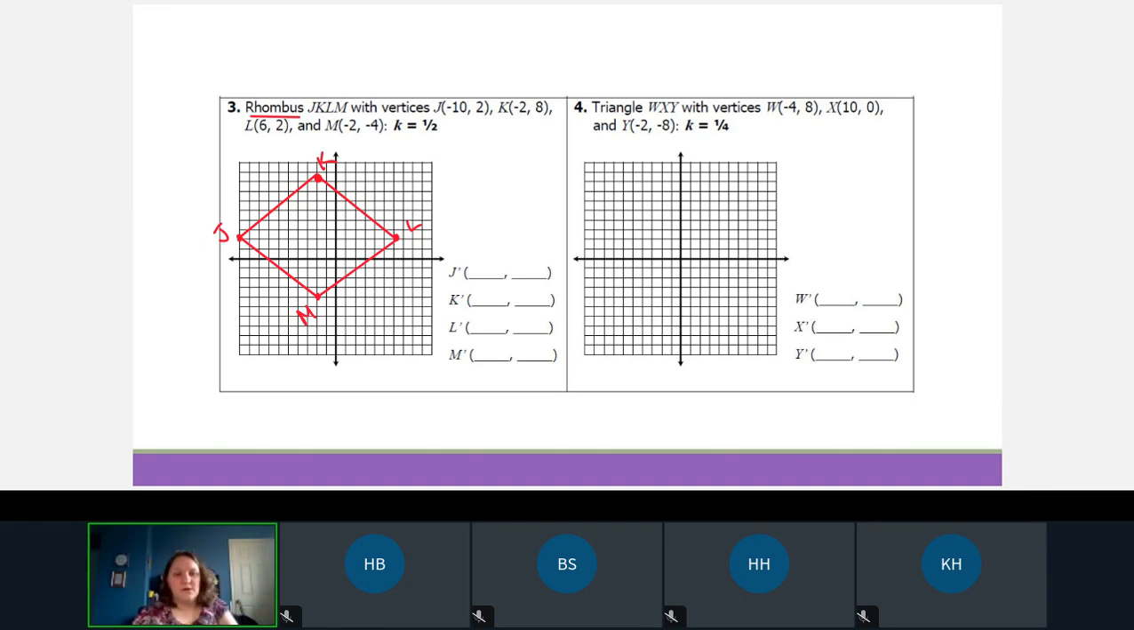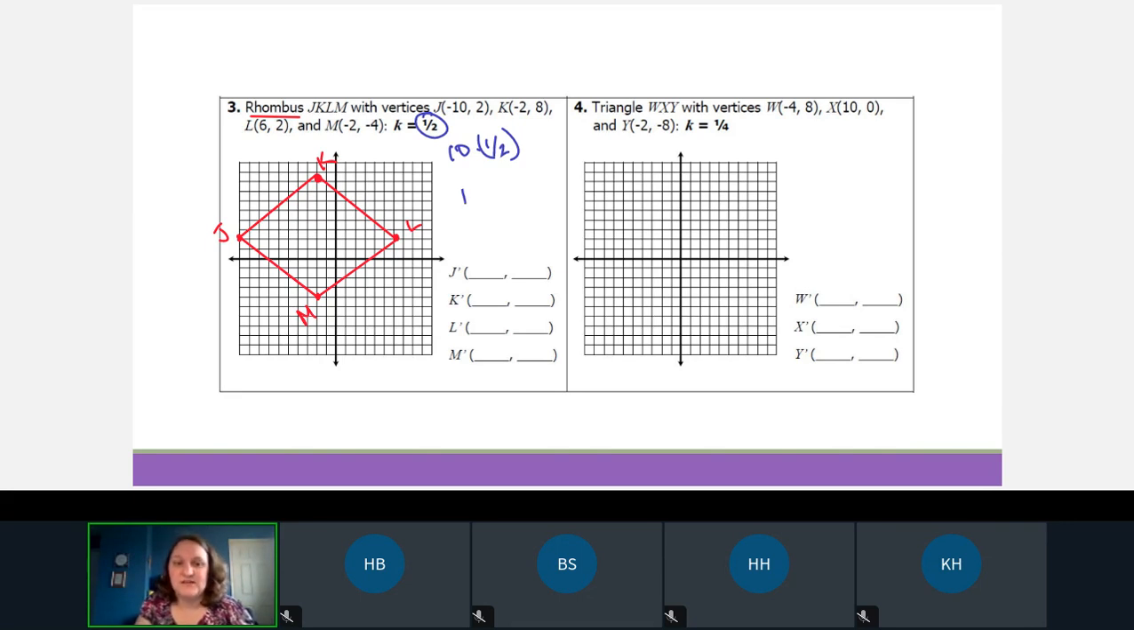Okay, now we have to multiply each coordinate by the scale factor. So multiplying -10 times 1/2. Remember, dividing is the same as multiplying by the reciprocal. So if I want to multiply by 1/2, in my calculator, do I have to type times 1/2? I'm sure that's not what you're all typing. What could you actually type in your calculator instead of multiply by 1/2? You could multiply by 0.5.